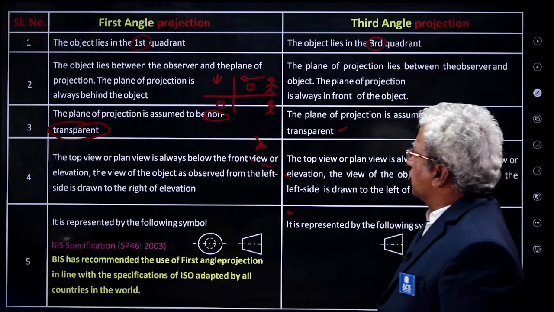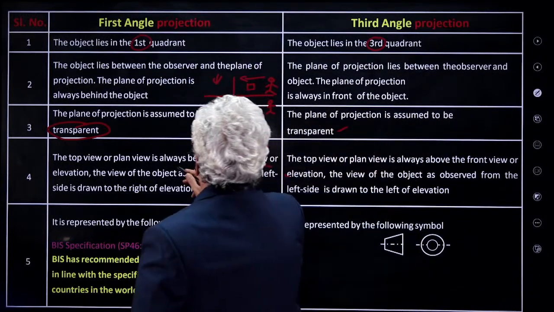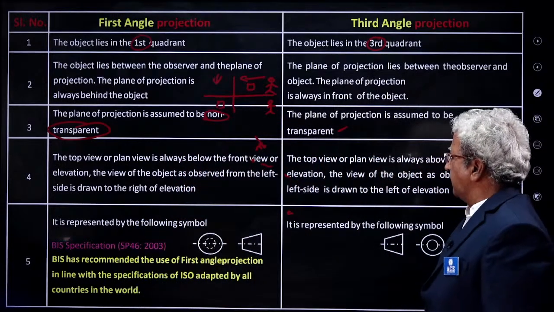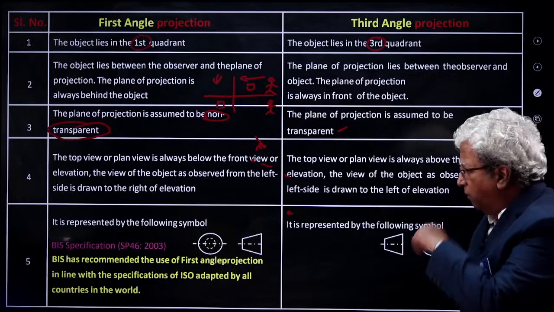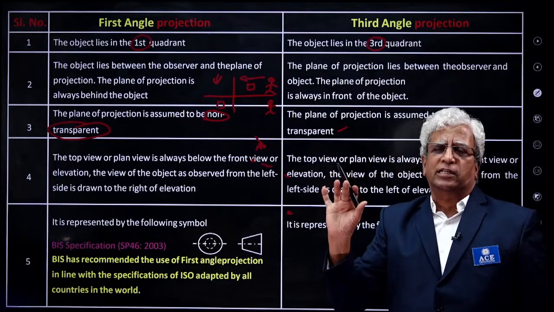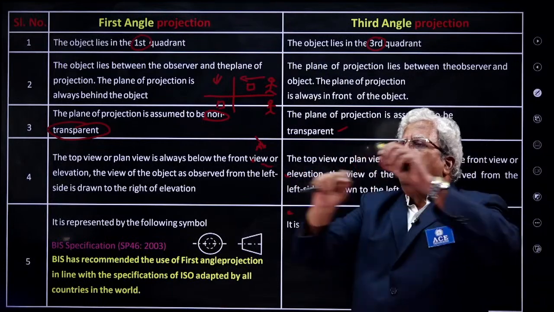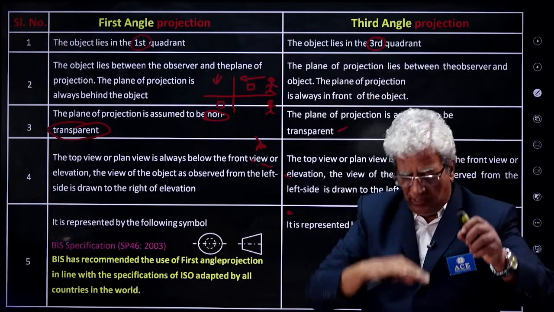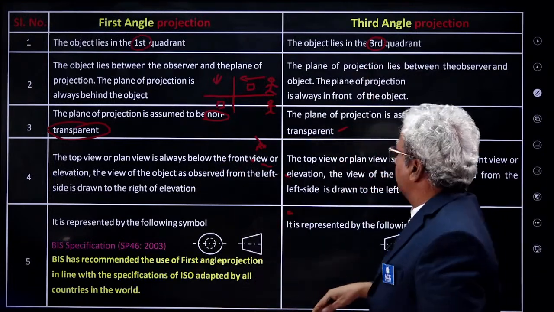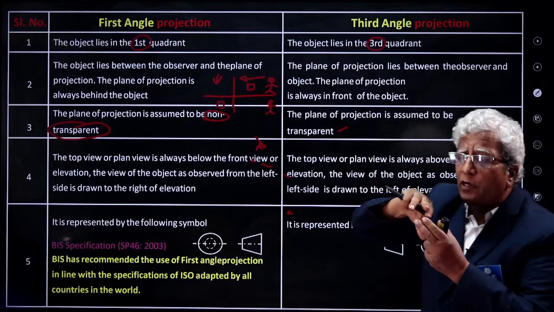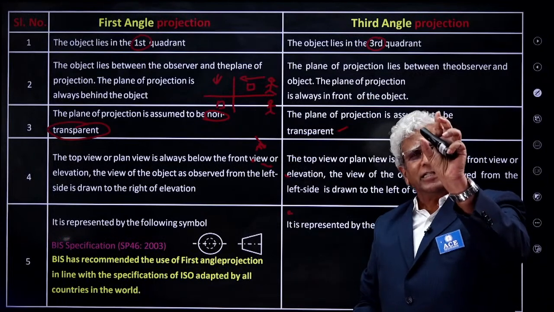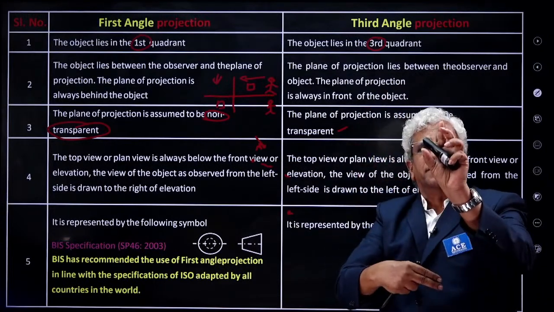Then the top view or plan view is always below the front view, as you have seen while drawing plans. Civil engineers always draw the first angle projection. What we draw on the line, you draw the elevation at the top, plan at the bottom. That is first angle projection. Whereas in the third angle projection, with reference to the front view, we speak about the plan. In the first angle projection, take the front view. Where is the plan? Plan is below the front view.